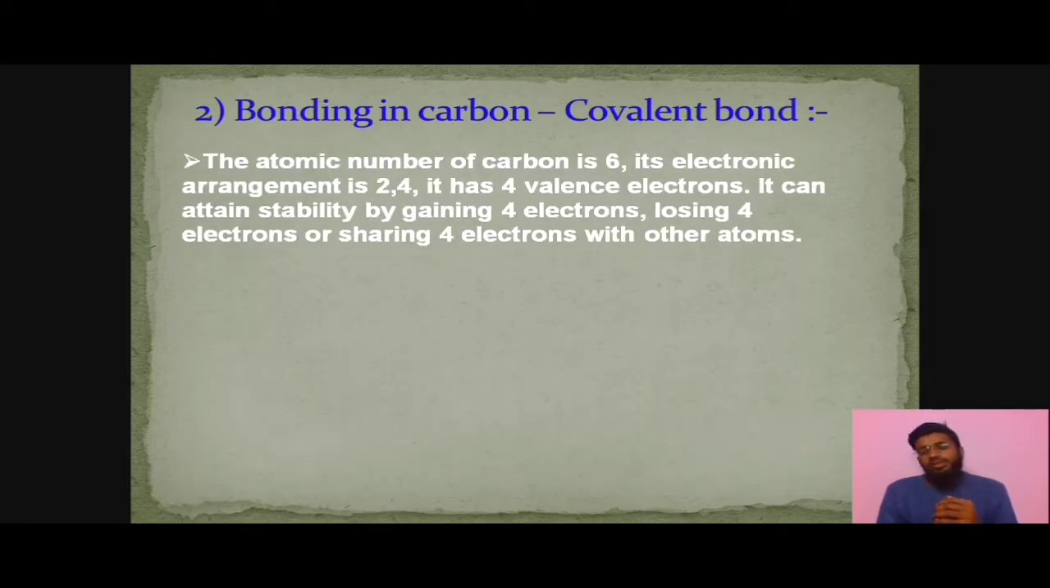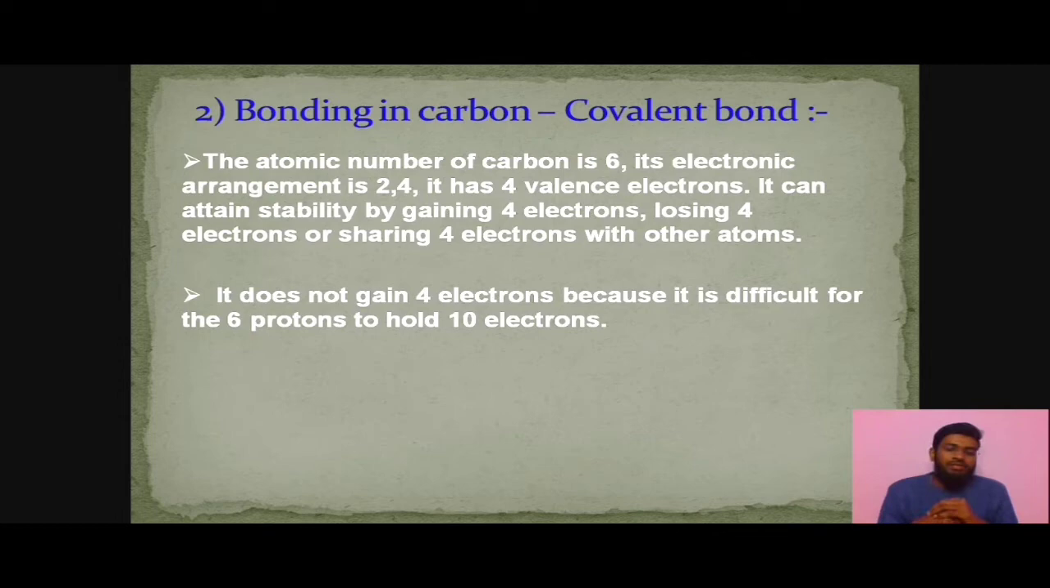So we have to know the bonding in carbon compounds, the covalent bond of carbon compounds. The atomic number of carbon is 6, so its electronic configuration is 2,4. So it has 4 valence electrons, and it can attain stability by either gaining 4 electrons or losing 4 electrons, or by sharing 4 electrons with the other atoms.